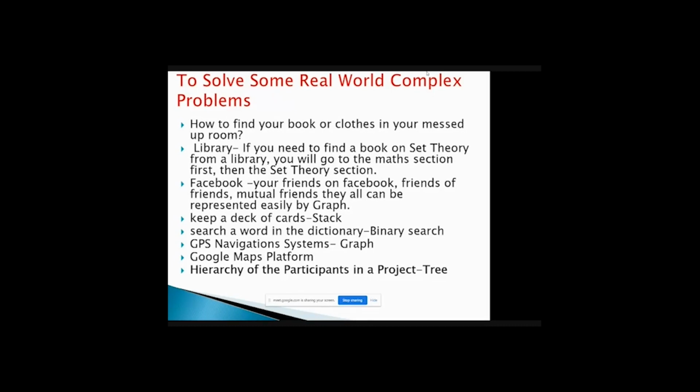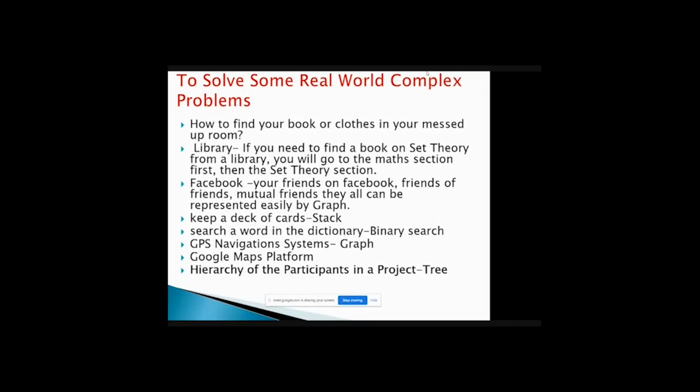Then also, if you have a deck of cards and you want to organize it, do you just place it on a table, throw it like this, or do you arrange one after the other? You will pile it one above the other. That is nothing but the stack, and you try to remove from the top.